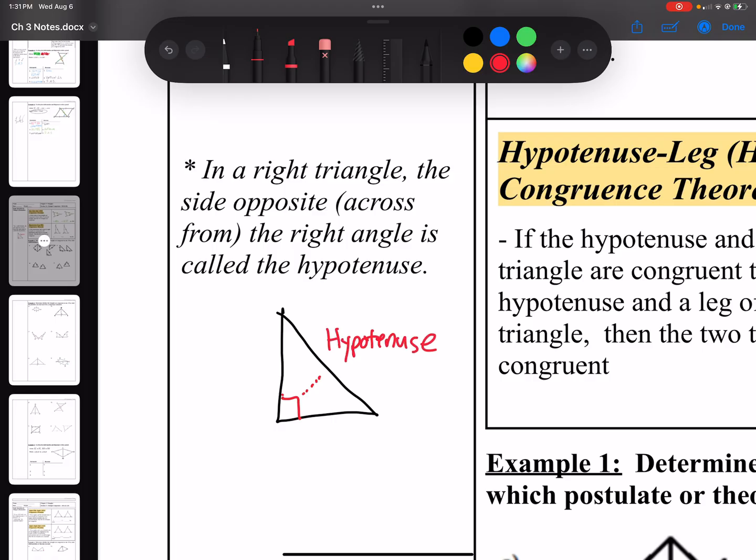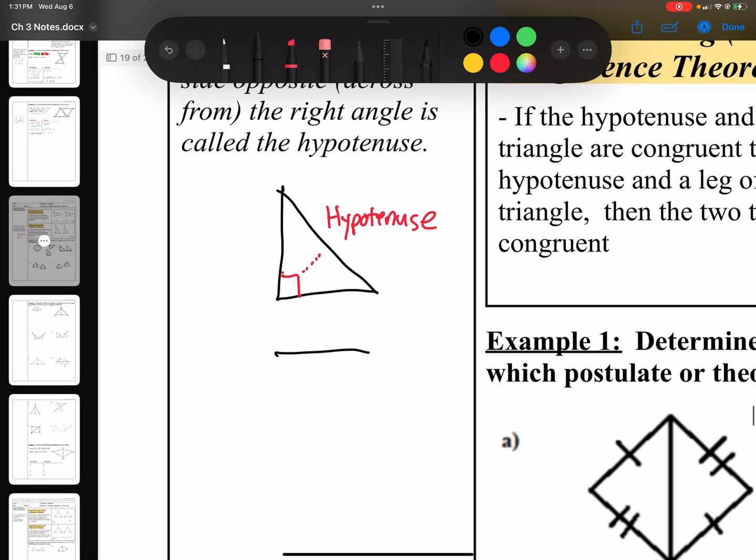It's going to be very, very important that you are able to quickly identify which side of a right triangle is the hypotenuse in future units. So it's probably in your best interest now, as soon as you have a right triangle in a diagram, to do something like this. Oh, this side's the hypotenuse. I'm going to put a little H there to remind myself that that's the hypotenuse.